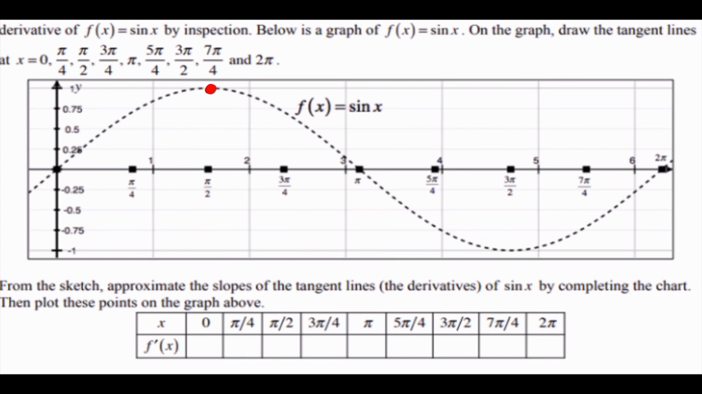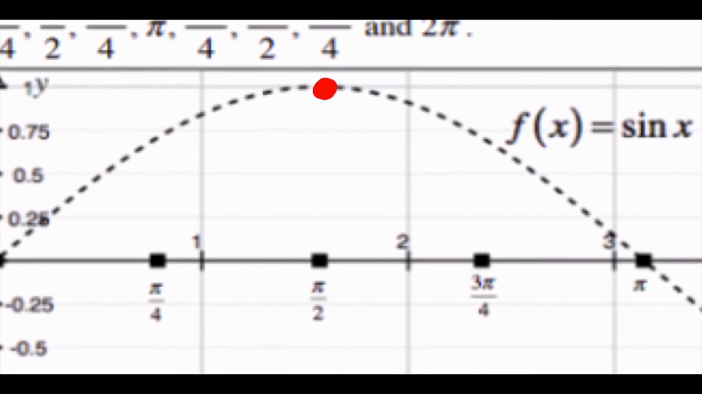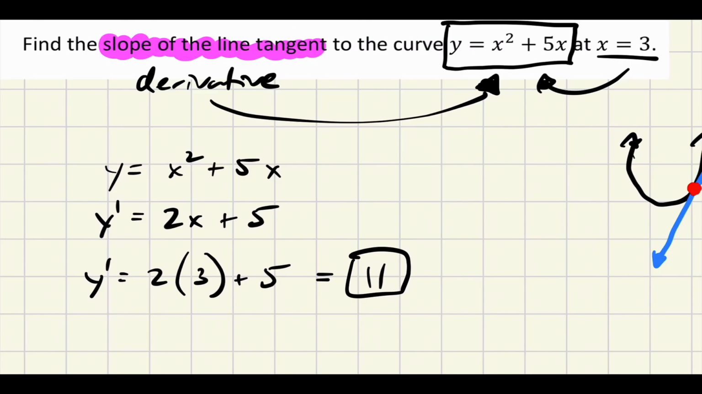Here's the question I'm going to ask. What is the derivative of sine at pi over 2? What is the derivative of sine at that red dot? 0. Yeah, why is it 0? No. So let's go back to what a derivative is. A derivative is a slope, right, of the tangent line.